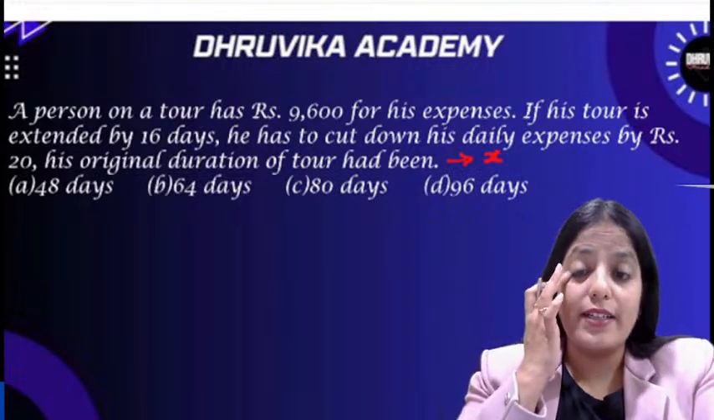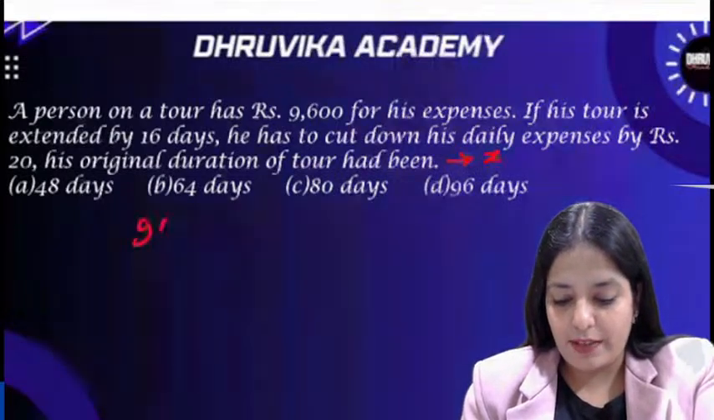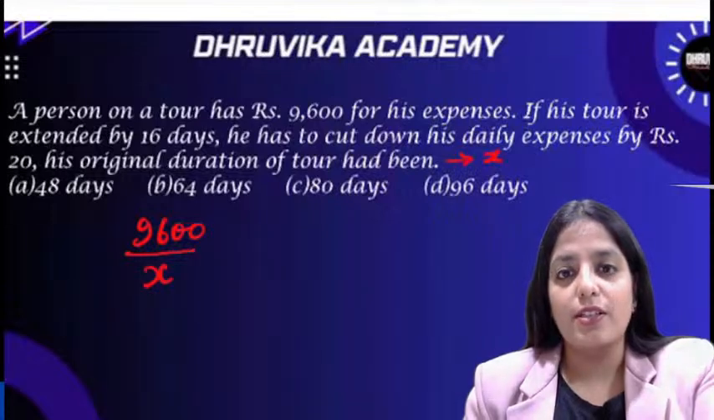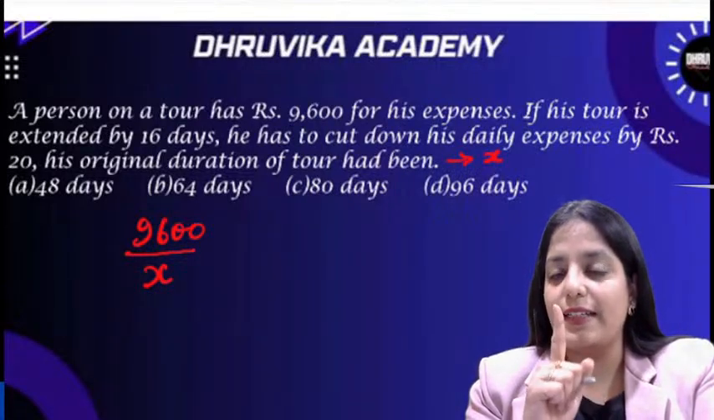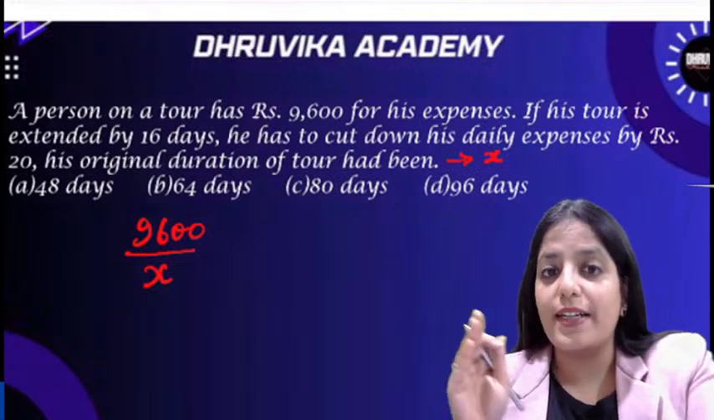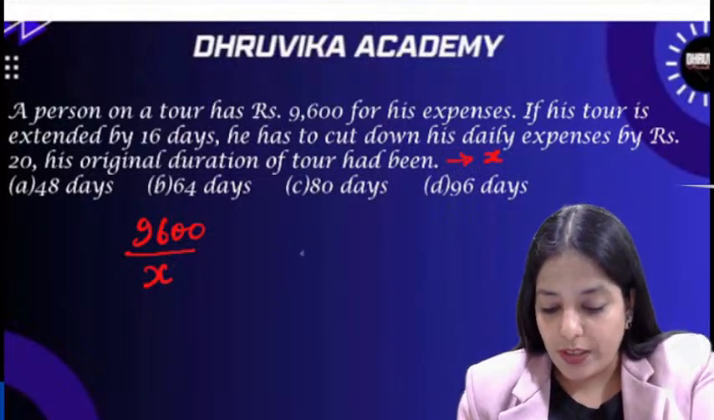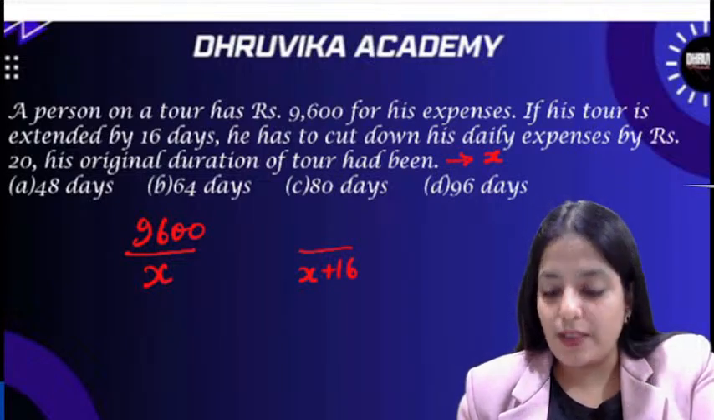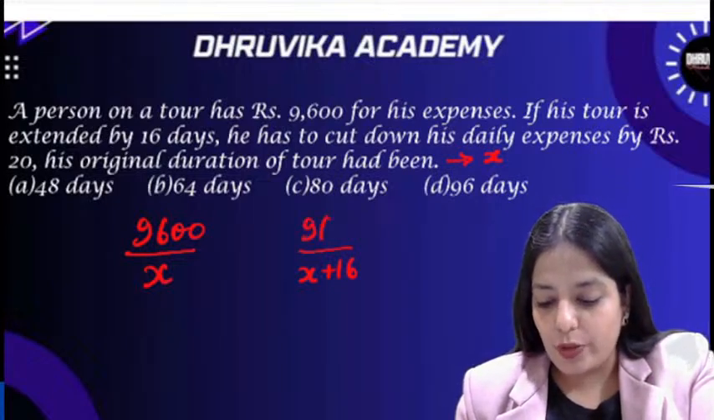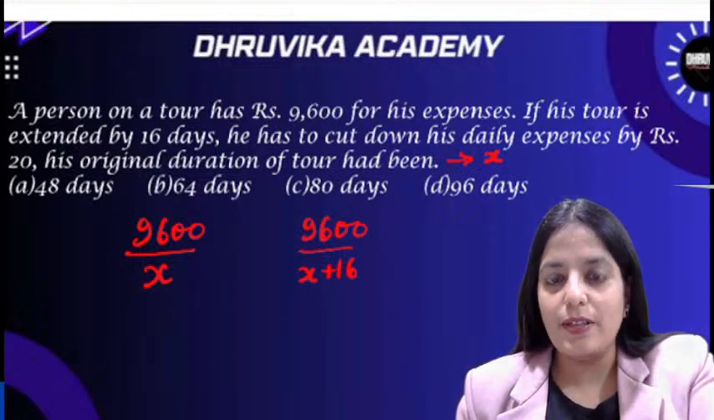So what was his daily expense initially? 9600 divided by x. Now what happened? His tour extended by 16 days. So the number of days would be x plus 16, but the total money and expense is going to remain the same. Yes or no? Are you getting that?